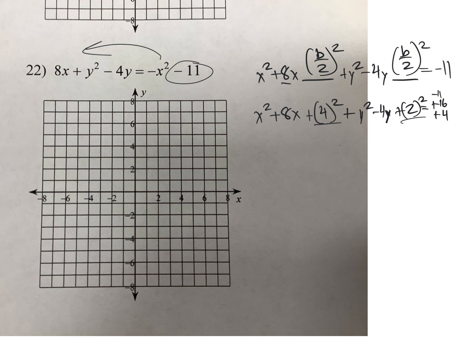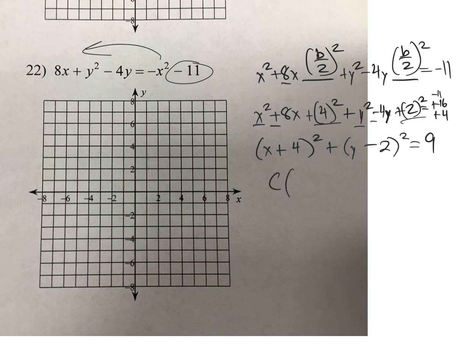So I have the first letter, the first operation, and b over 2 goes in that position. And then you put it in your circle equation form. Make sure it's a squared parentheses. And the same thing here: the first letter, the first operation, and b over 2. And then negative 11 plus 16 is 5. 5 plus 4 is 9. There's your equation.